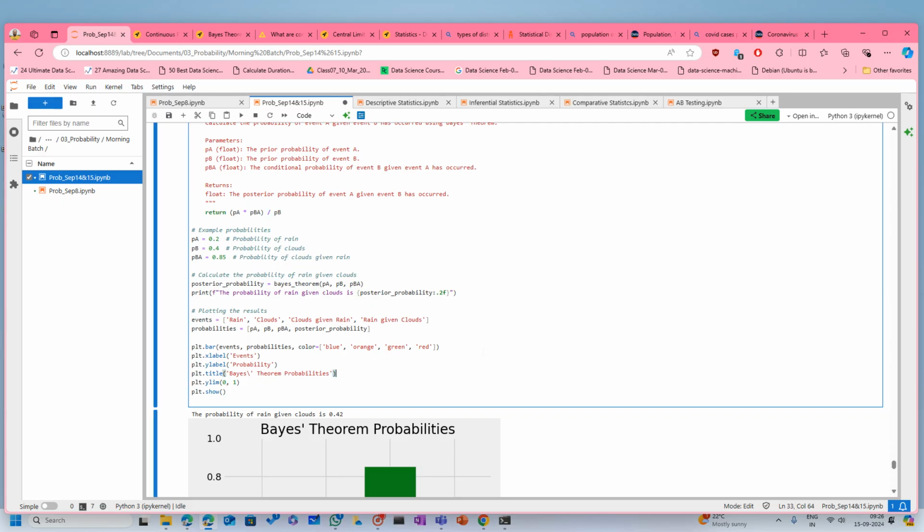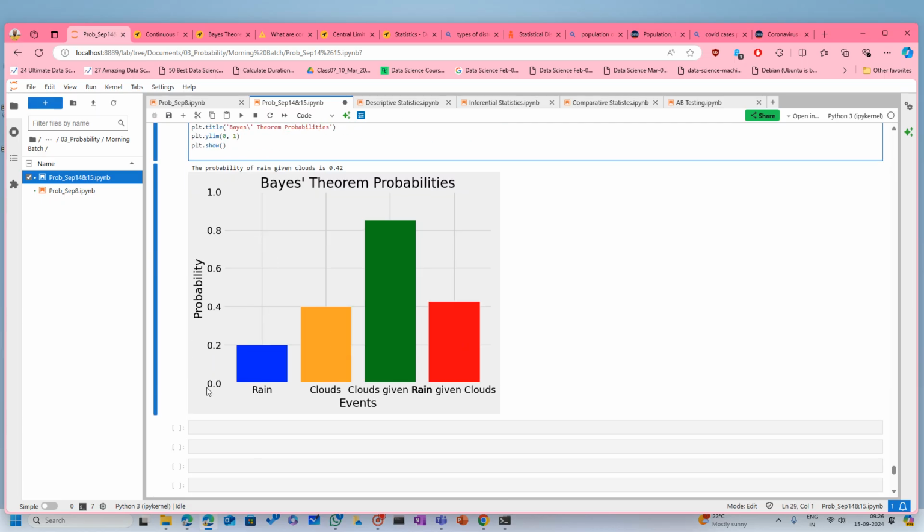For example, if you notice the Bayes theorem, 20% of the time it rained without clouds, and 40% of the time it was cloudy but didn't rain. And 80% of the time there were clouds and rain also happened. And 40% of the time it's vice versa, so it rained after there were clouds. Something like that. You can calculate the Bayes theorem probabilities.